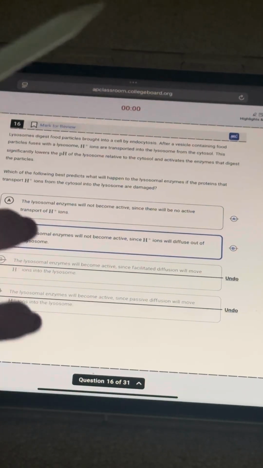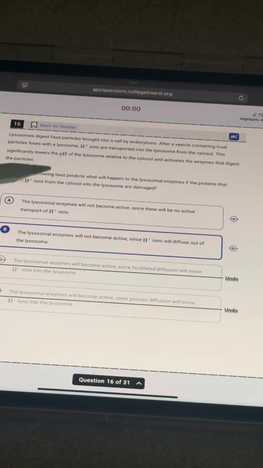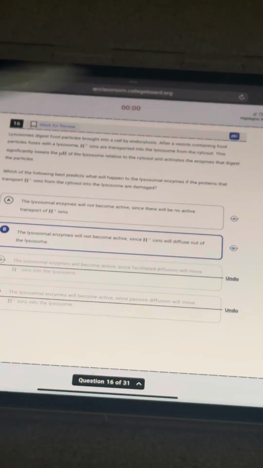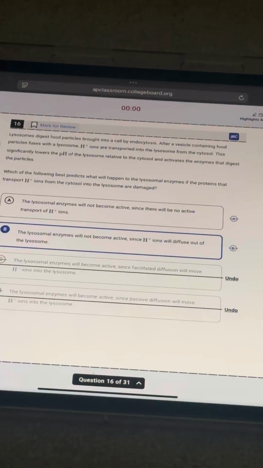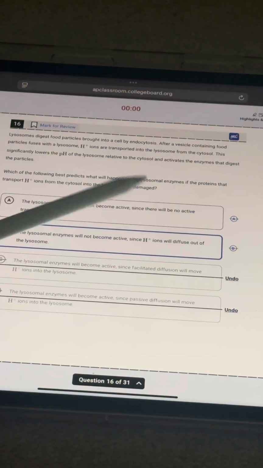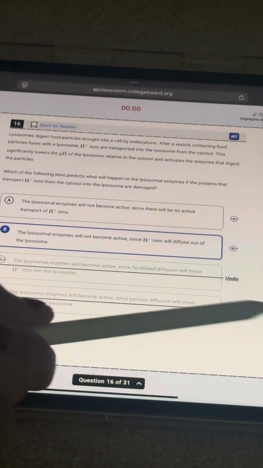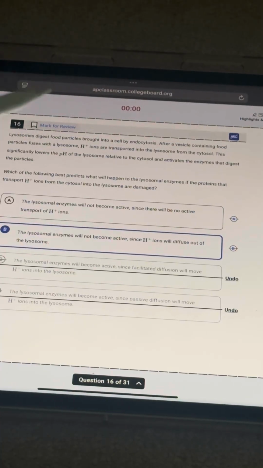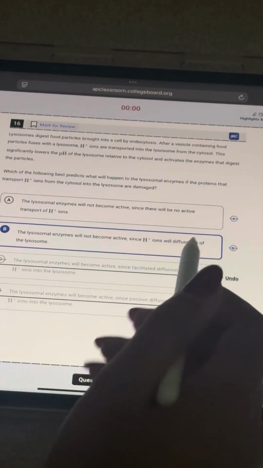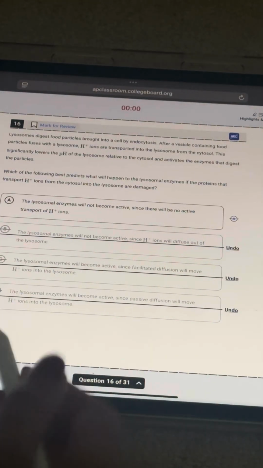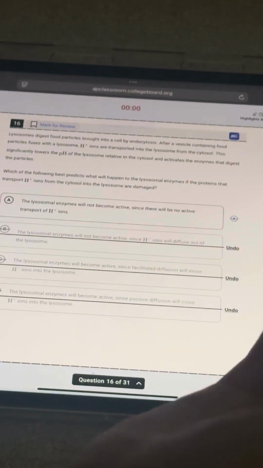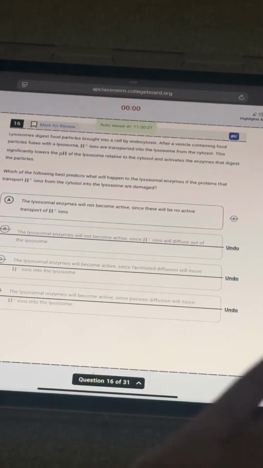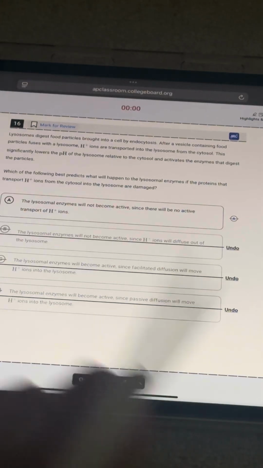And I know you might think, okay, what about what's already there? But it's not already there. It's saying that if this process never even happened, it can't happen because these proteins are damaged. And when proteins are damaged, it affects function because structure determines function. So we already know they can't diffuse out of the lysosome. That would not work. Even though they will not become active, that's correct, there are no H+ ions in there that can diffuse out, because what moves them in there in the first place is not going to work.